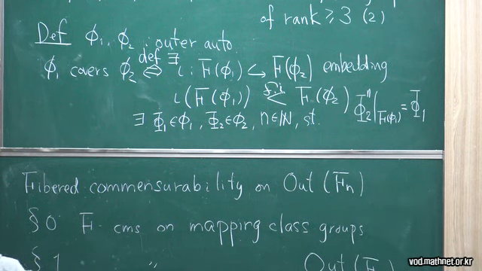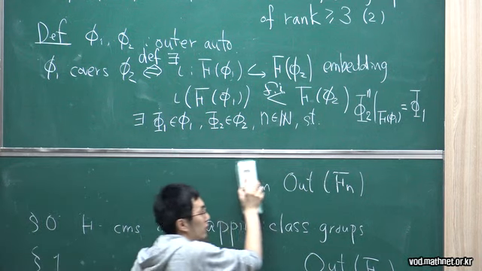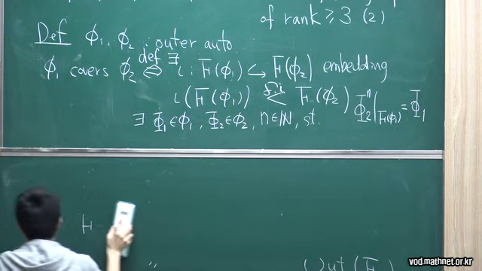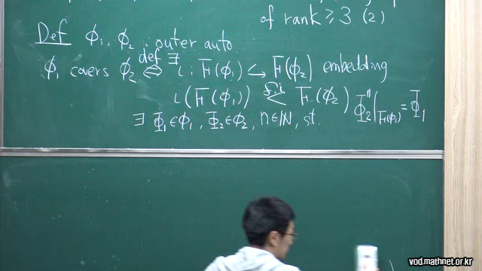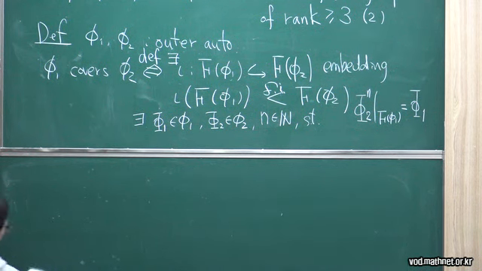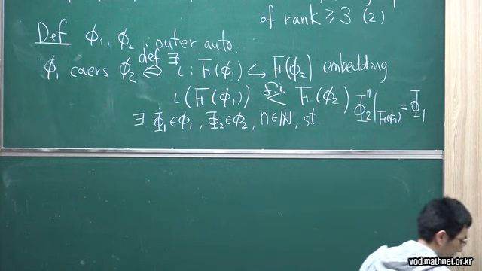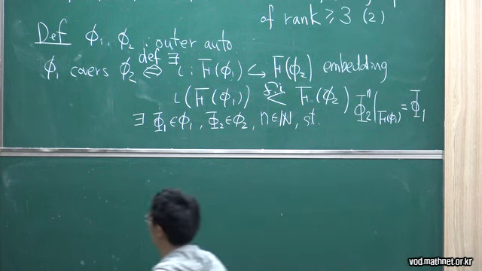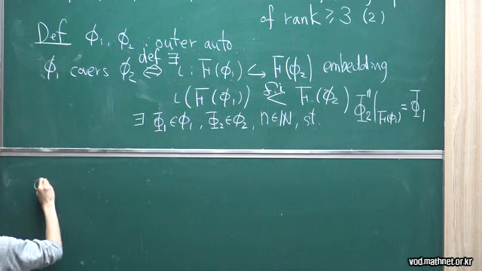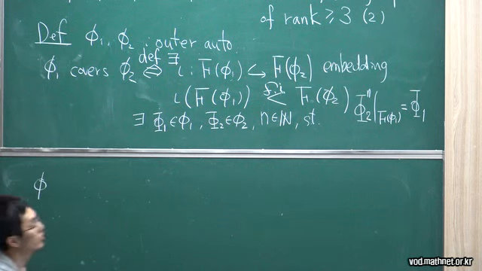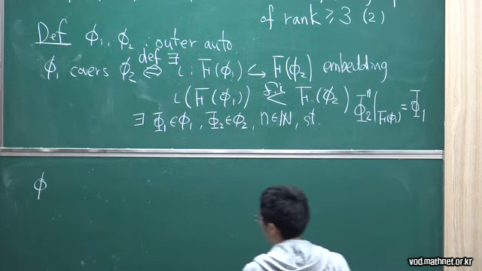So we have a covering relation, but for the case of outer automorphism of the free group, the outer Fn case, we need to slightly modify the definition of order here.